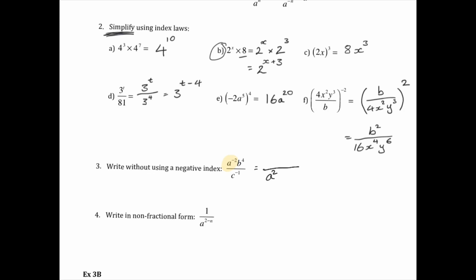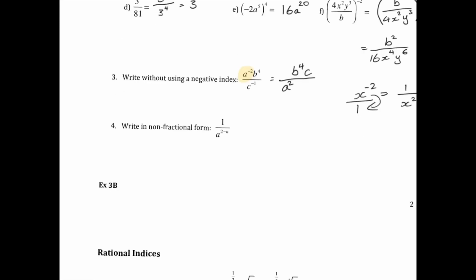What about B? It can stay. It's fine. What about C? Needs to go to the numerator, and it becomes C to the 1 or just C. Is that okay? Beautiful.